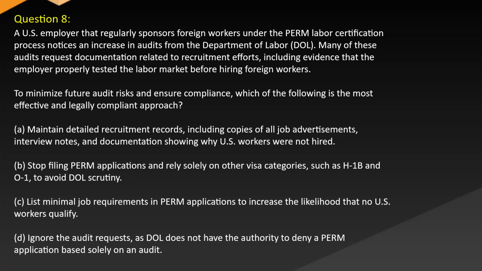To minimize future audit risks and ensure compliance, which of the following is the most effective and legal approach? A. Maintain detailed recruitment records, including copies of all job advertisements, interview notes, and documentation showing why U.S. workers were not hired. B. Stop filing PERM applications and rely solely on other visa categories such as H-1B or O-1 to avoid DOL scrutiny. C. List minimal job requirements in PERM applications to increase the likelihood that no U.S. workers qualify. D. Ignore the audit requests, as DOL does not have the authority to deny a PERM application based solely on an audit.